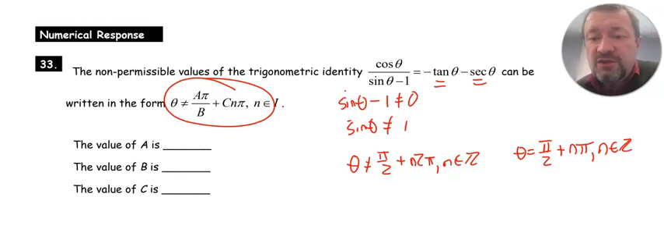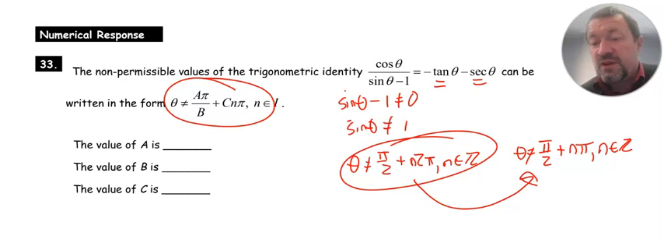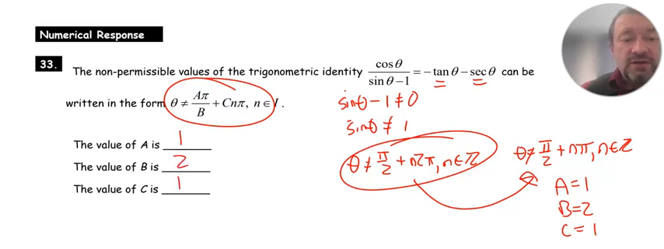So these two sets of restrictions together actually cover all the restrictions here. And notice that the second one that I wrote, pi over 2 plus n pi, actually encompasses this first one. So this one is stuck inside there. So it's actually the second one that I'm interested in. And so notice in this case that the coefficient in front of the pi there in the numerator is going to be 1. The denominator is 2. And in this case, the number that's out front of the n pi term is going to be 1. So the answer here would be 1, 2, 1.